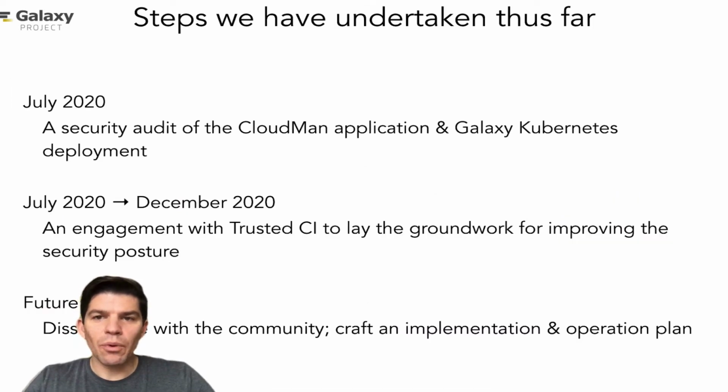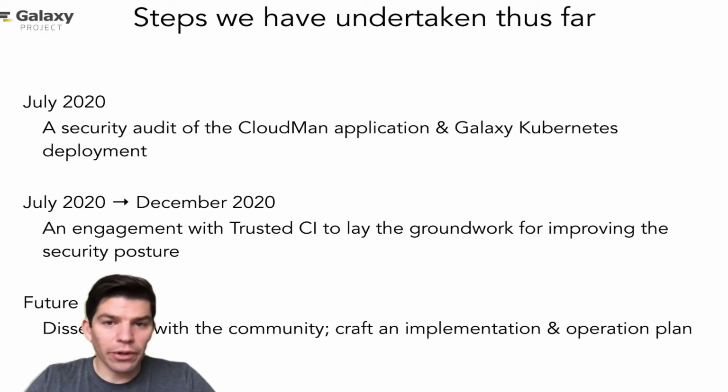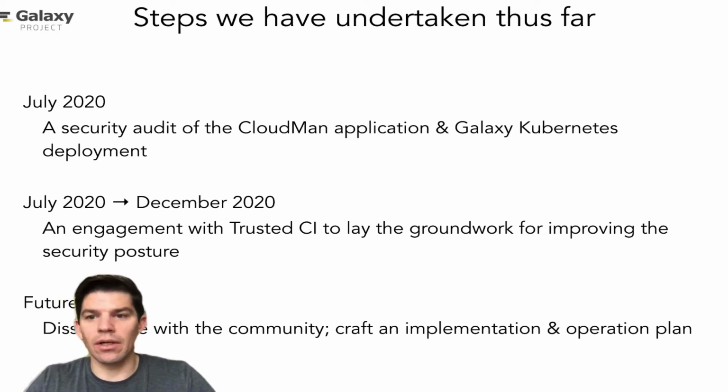This process has been going on for several months at this point. The steps that we have taken thus far, we will summarize in the remainder of the seminar today. To start, in July, we performed a security audit through an external contractor of the CloudMan application in Galaxy on Kubernetes deployment. We received a report about the recommended enhancements and some deficiencies, and we are actively working on those to improve the security of that particular deployment mechanism.